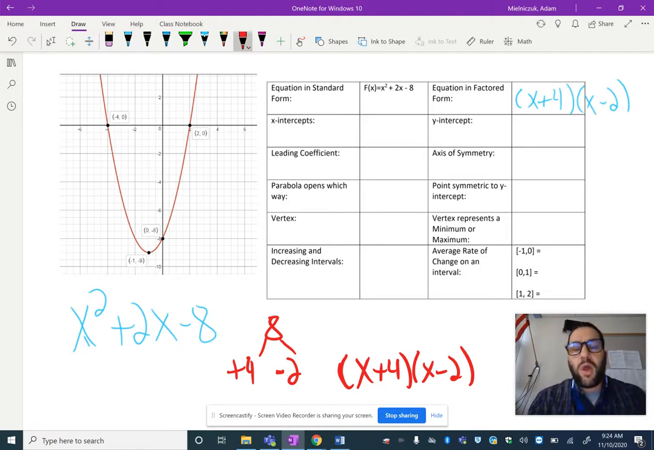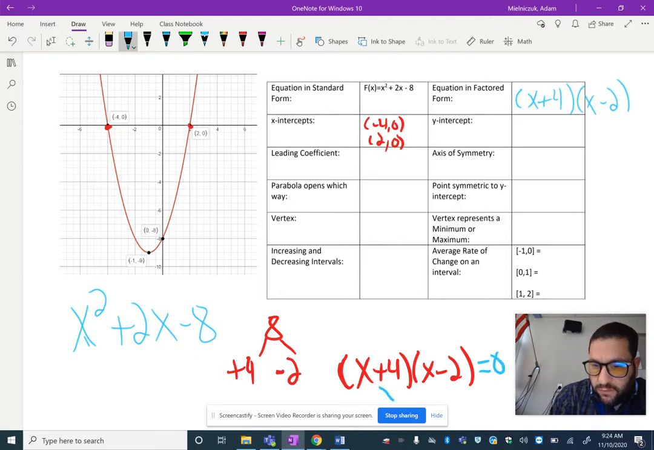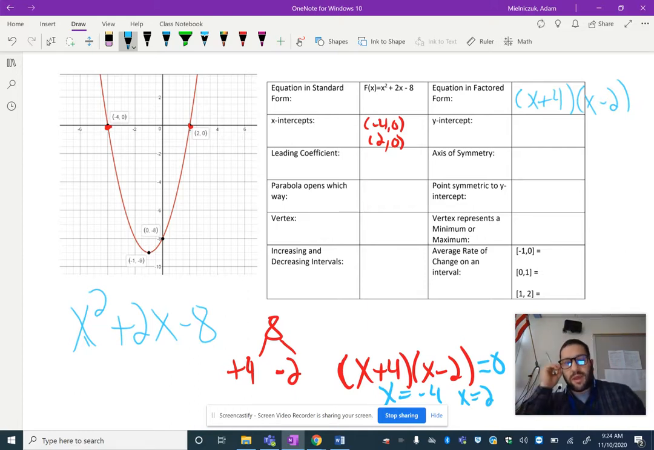Okay, so we know that we have x-intercepts where the graph intercepts the x-axis. So we see that we have those at negative 4, 0 and 2, 0. We can find those on the graph. By the way, look down at the bottom of the screen again. If I set this equal to 0 and solve, look what I get. x equals negative 4, x equals 2. Not a coincidence, those are the same answers as your x-intercepts.